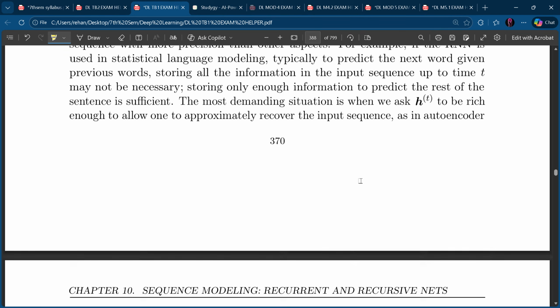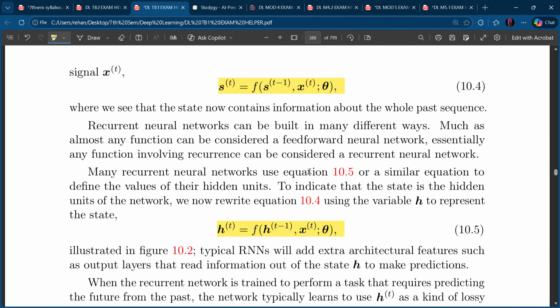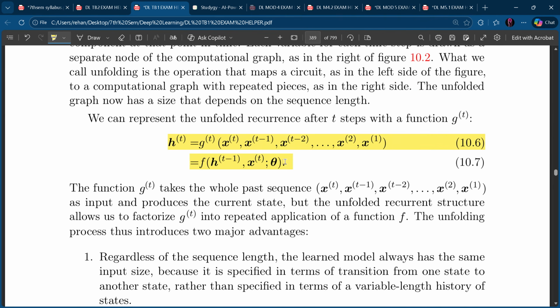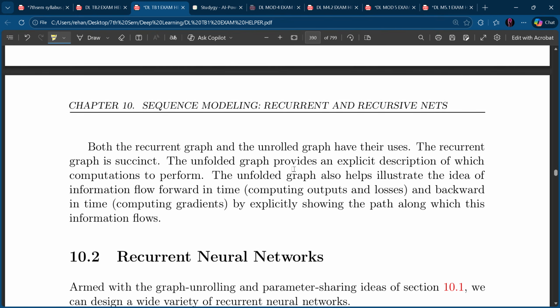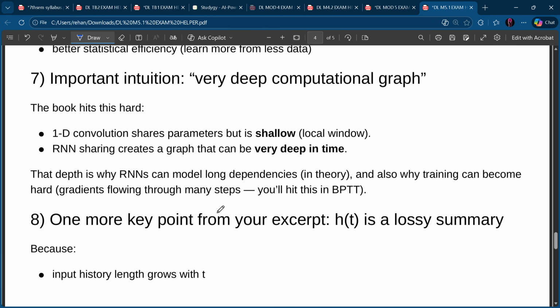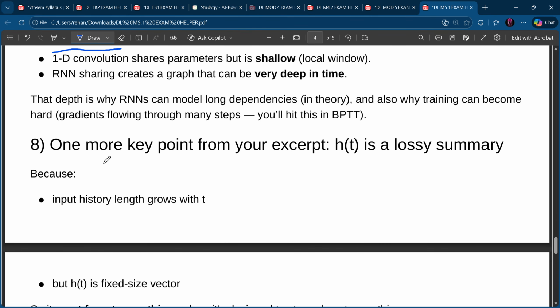Is anything missing? This is the same thing we already covered, replacing s with h, and this is the equation we already covered. After this equation we don't have much, we just have to see this once and move on. So 1D convolution shares parameters but is shallow. Rather than sharing, recurrence creates a graph that can be very deep in time. 1D convolution comes under convolution from chapter 4. We have 1D and 2D, which process grid-like structure.